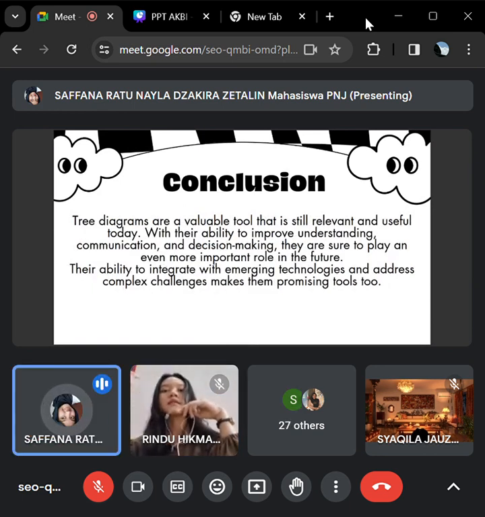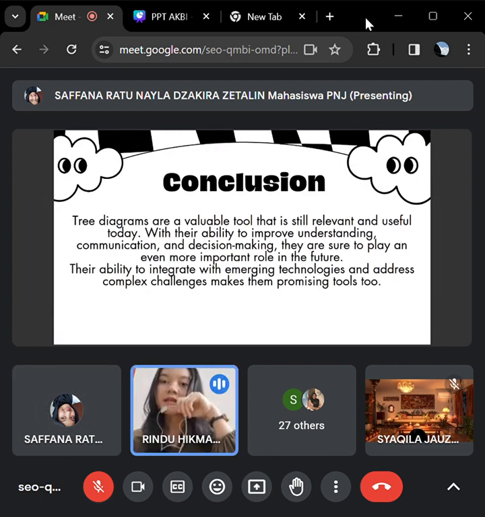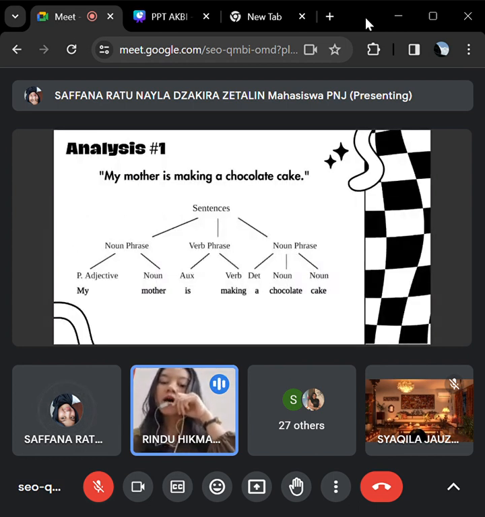Tree diagrams are a valuable tool that is still relevant and useful today, with their ability to improve understanding, communication, and decision making. They are sure to play an even more important role in the future. Their ability to integrate with emerging technologies and address complex challenges makes them promising tools too. Okay, next slide. And here we have 15 sentences. The first to fifth sentences will be explained by Savana Ratu Naila.